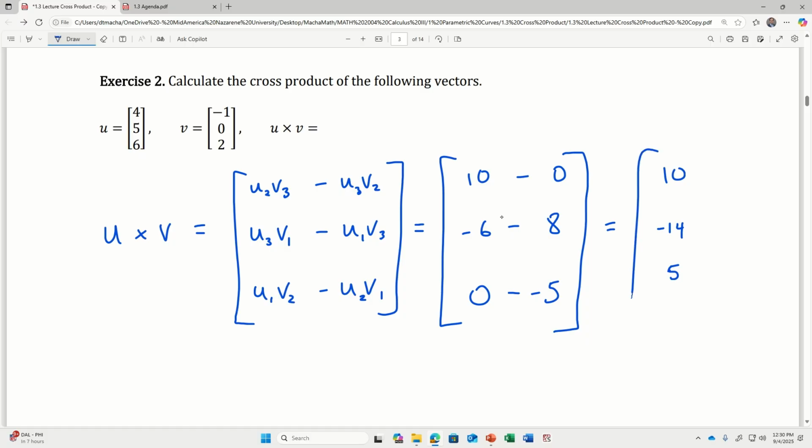Ta-da. So the cross product is itself a three-dimensional vector. The dot product is a scalar, but the cross product is a three-dimensional vector. Okay, so we feel good about how to do it? Okay.